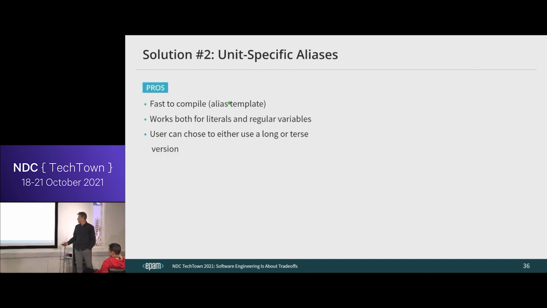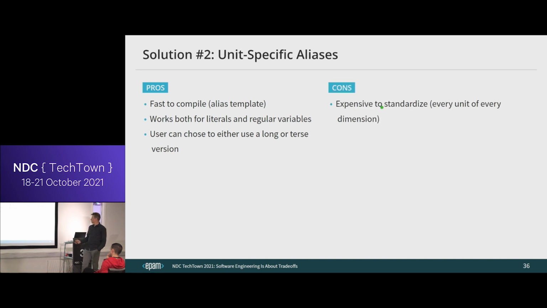Pros: fast to compile because these are still aliases, works both for literals and regular variables, the same as previously, and the user can choose to use either a long or terse version of it. Cons: quite expensive to standardize, right? Because it has to be provided for every unit of every dimension. So this counts in thousands, probably, right now.